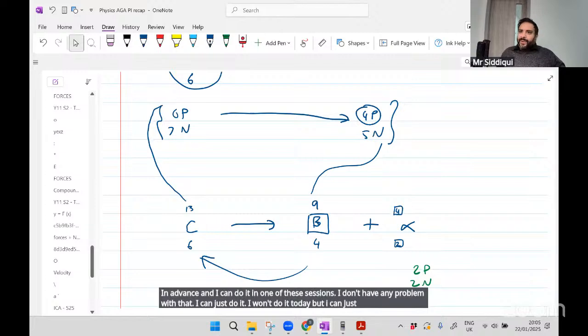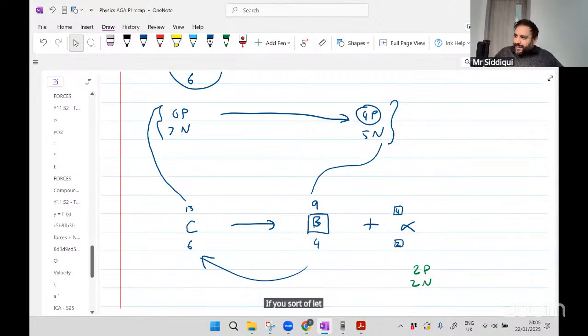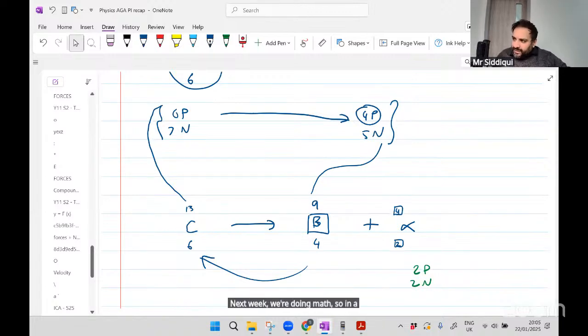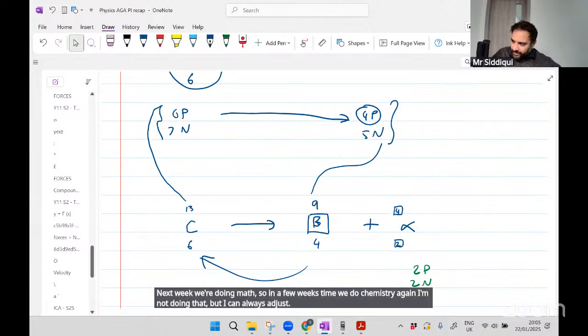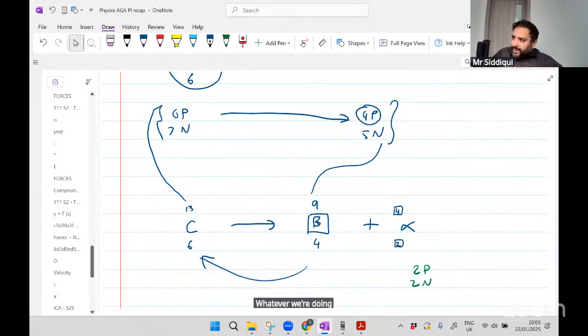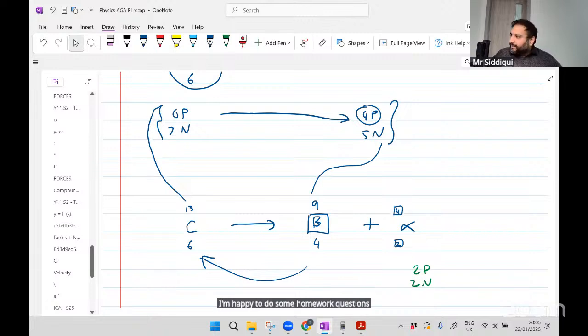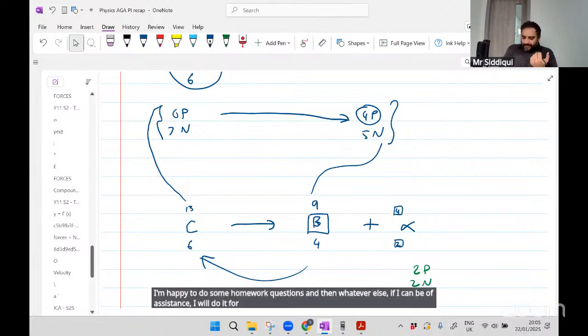Do any of the topics across maths or science, anything. If you let us know beforehand, then I can plan it and say, okay, well, we'll do that. Ideally, we would do it in the chemistry week. So, for example, next week we're doing maths, but in a few weeks' time we do chemistry again, and I'd do it in that. But I can always adjust whatever we're doing. With these online things that we're doing here, as I say, I'm completely flexible with it. Happy to do some homework questions, and then whatever else, if I can be of assistance, I will do it for some time at least.